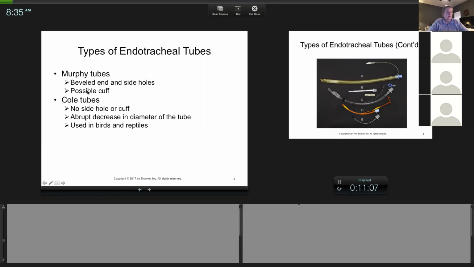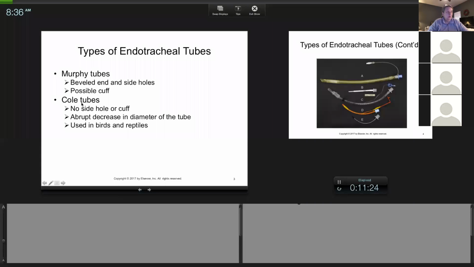And they usually have a cuff. And the thing about the Murphy tube is they have what's called a Murphy eye or a side hole. There is a hole on the side of the tube. I'll show you on the picture.